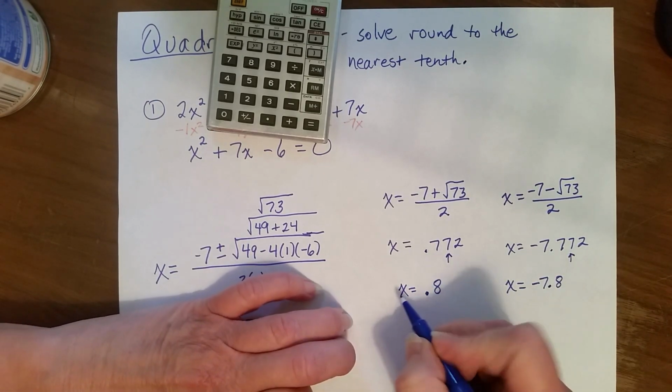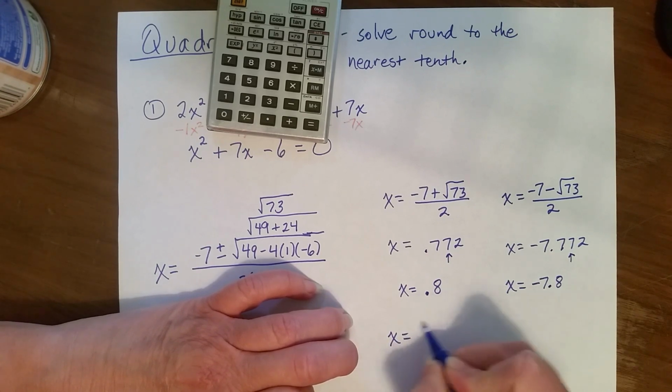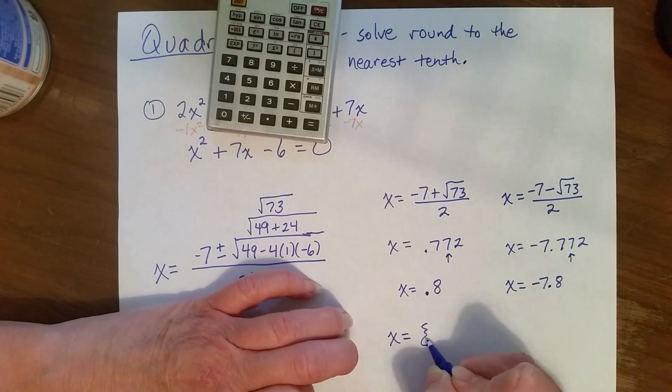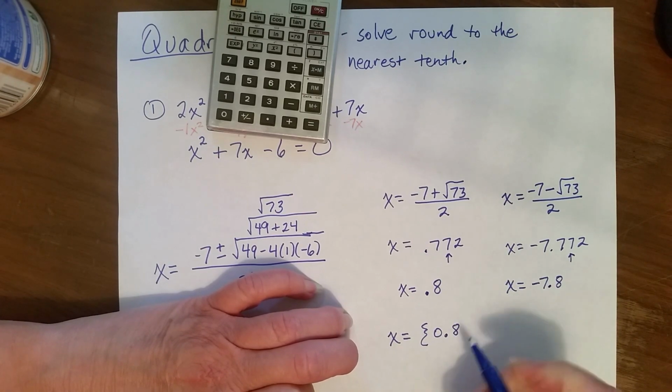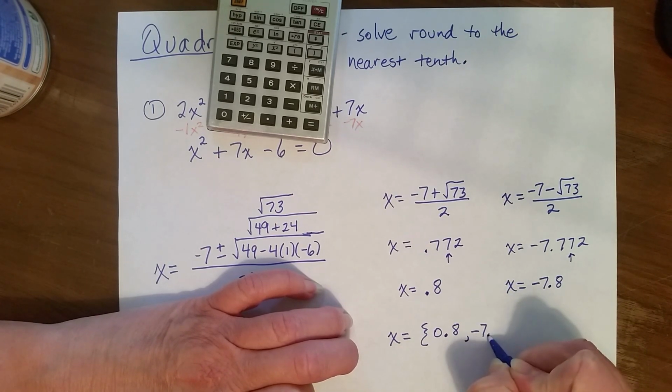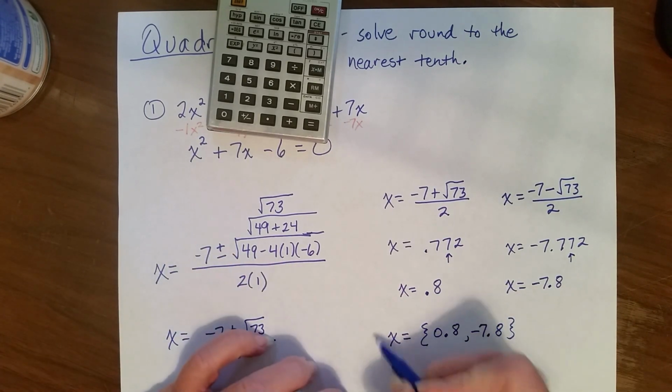Okay, those are my two answers. So in Delta Math, it's going to look like this. It's going to have brackets, and you'll enter 0.8, comma, -7.8. Okay, and those are our two answers for x.